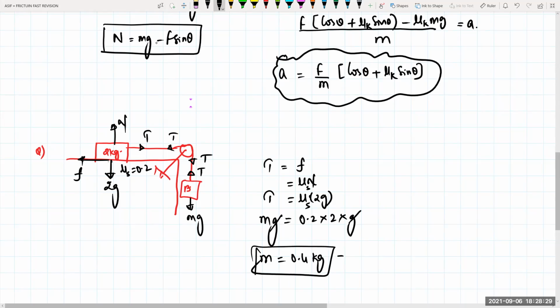The question is, what should be the mass of B so that the block is not in motion? The weight balancing must be equal to the tension, and the tension balances the friction. Clear? Is there any doubt in this one? No, sir. Got it, sir.